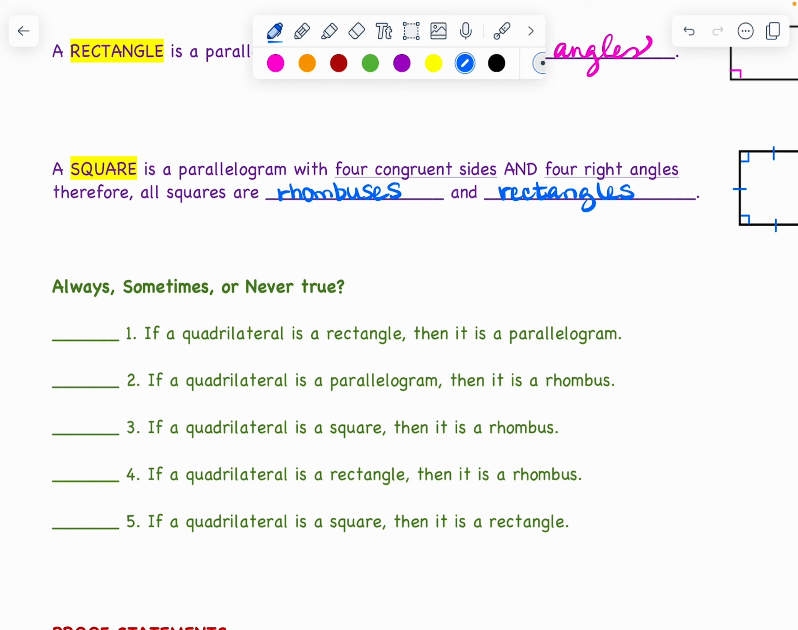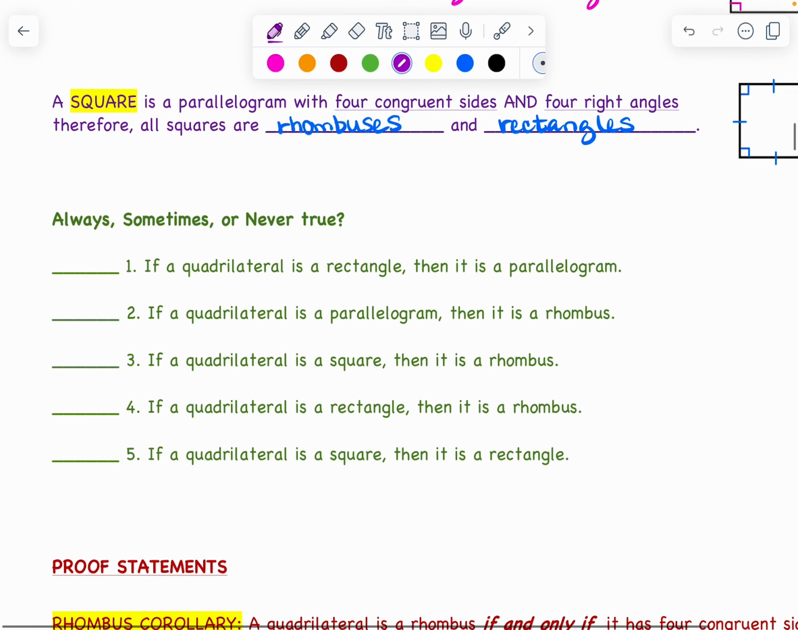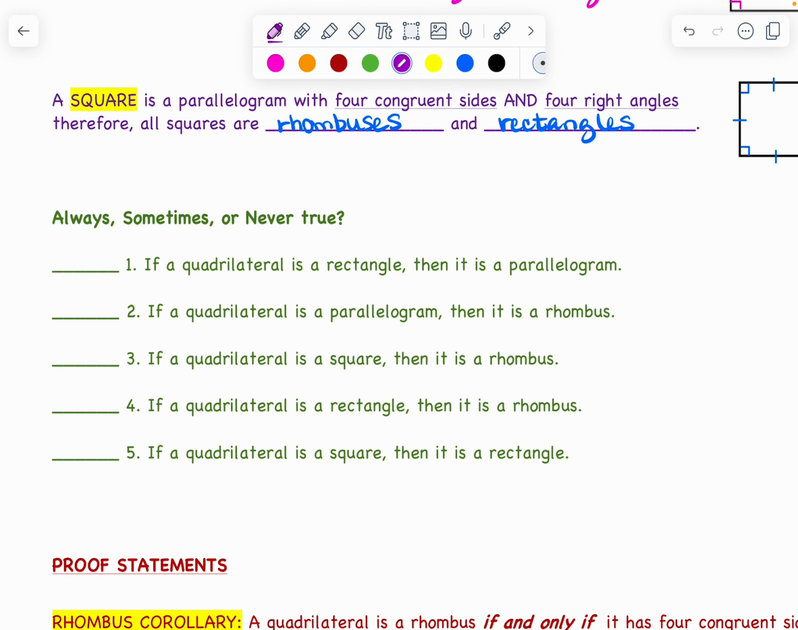And the reason why is because your favorite always, sometimes, never questions are making their comeback here in Unit 6. So we're going to look at these statements and see if they're always, sometimes, or never true. Remember, the hypothesis, the if part, is always true. That's what we're looking at. And then you're asking yourself, is this conclusion always, sometimes, or never true? Okay, so here we go.